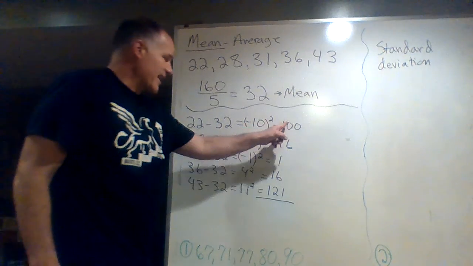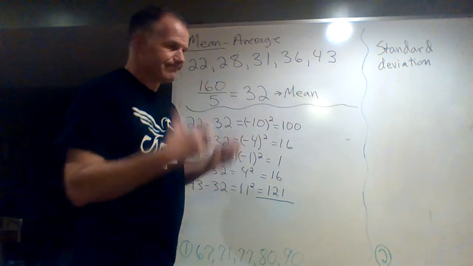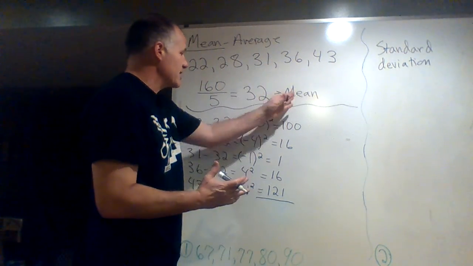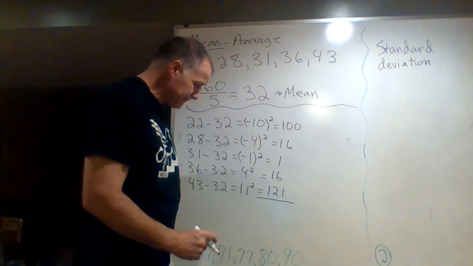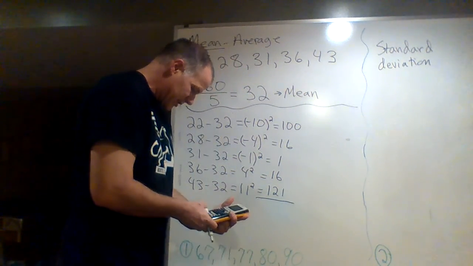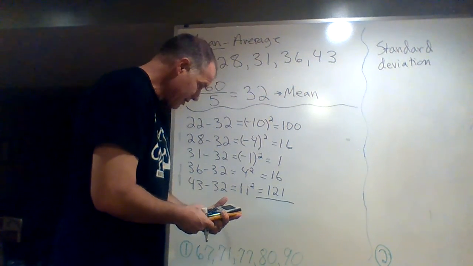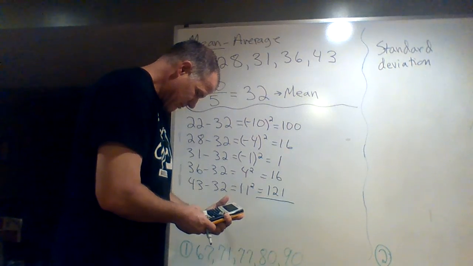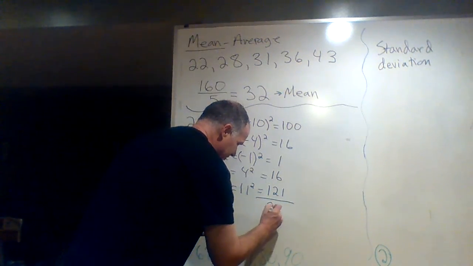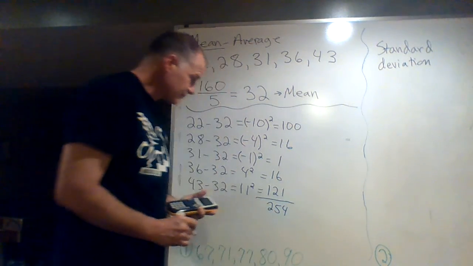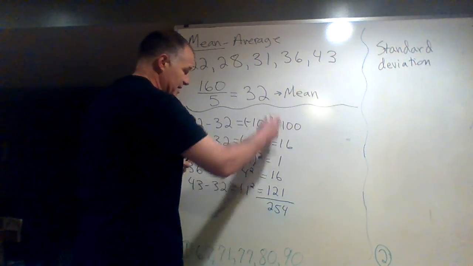The next step is we're going to average these. These are called variances, kind of how each varies from the mean. So when we square these, we get the variances. We're going to total these all up. Grab your calculator. 100 plus 16 plus 1 plus 16 plus 121 is 254. So we added all those up and got 254. But again, we're going to average these.